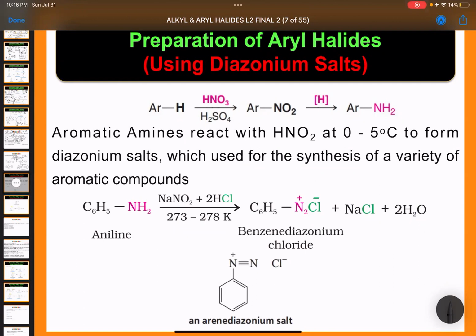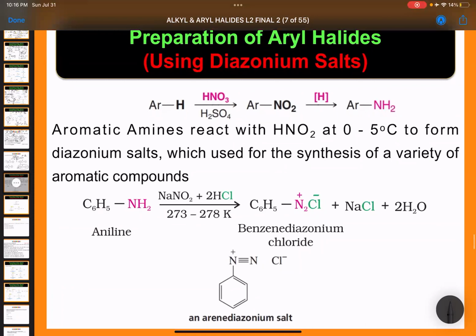So direct halogenation you can do for chlorination and bromination, by taking them in the presence of a Lewis acid. But there are some other indirect ways also to connect the groups which you want to get connected to the benzene. And that indirect method is synthesis using diazonium. Okay, what is this diazonium group?